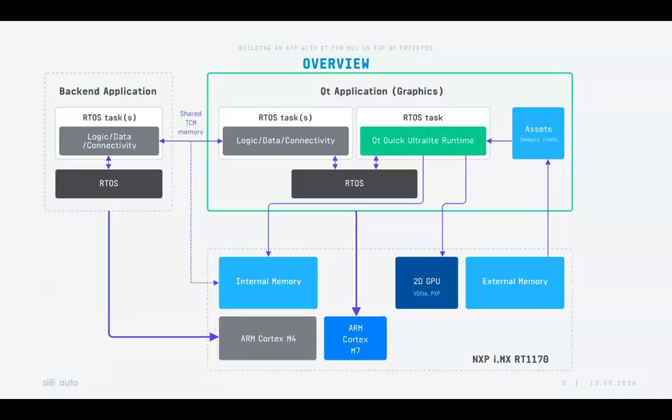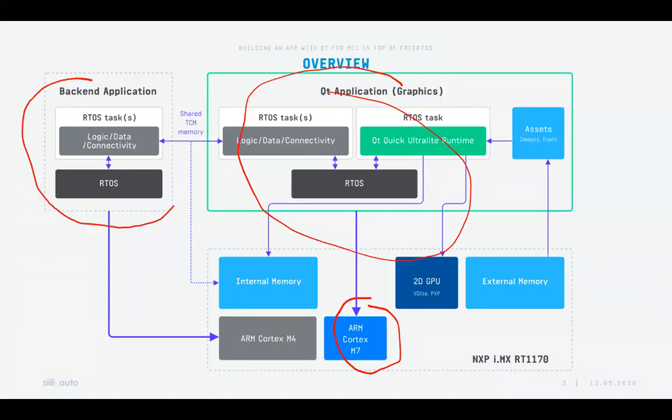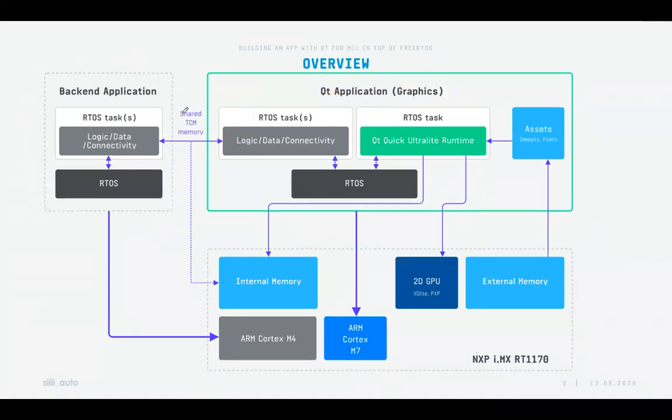So a quick overview of our system. This is a screen that comes from the Qt documentation. We have a Qt application that runs on the M7 core, which is a very powerful core. And then we have our backend application that runs on a secondary core. The applications are synchronized or communicate via shared TCM memory. I will talk about this a bit later on. That uses internal memory that's accessible from both the M7 and M4 cores. So we will use this memory to exchange data back and forth.